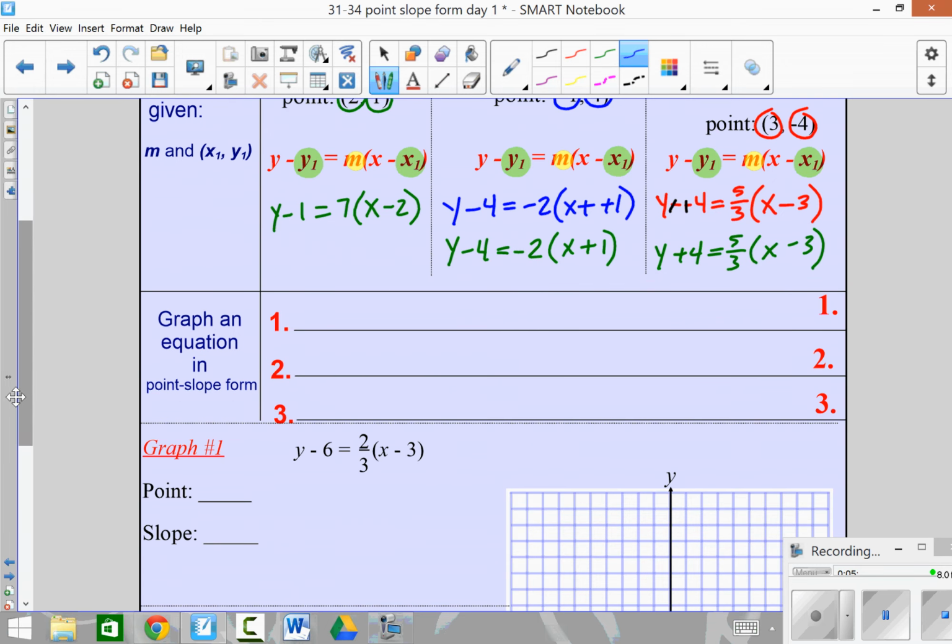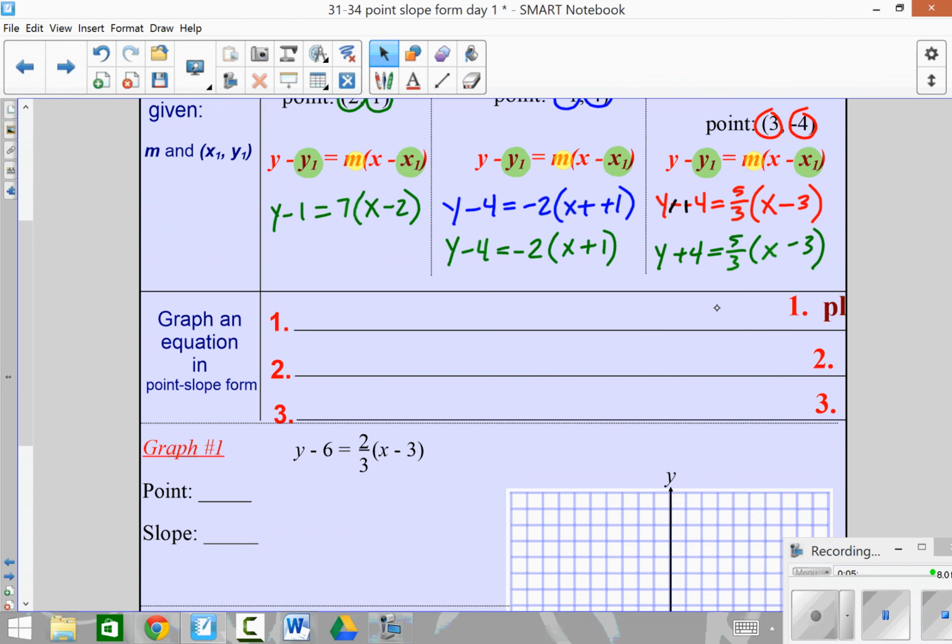Next part. Well, how do you graph an equation in point-slope form? You should know how to graph an equation in slope-intercept form, which is y equals mx plus b, because you see the y-intercept, which is the b, and then you can count the slope, which is rise over run. So here are your 3 steps on how to graph an equation in point-slope form. First step, you need to plot the ordered pair, x1, y1.